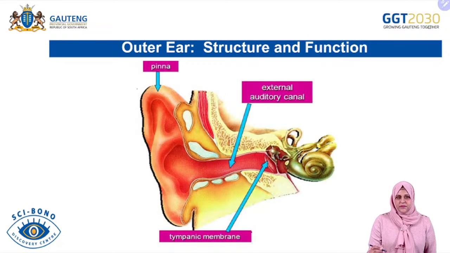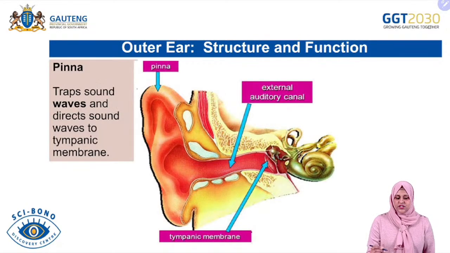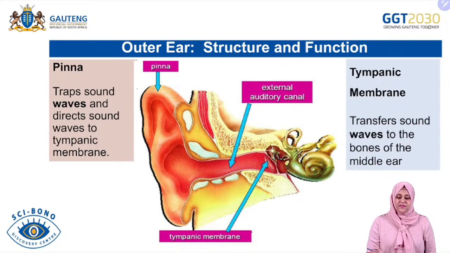Right, the outer ear. We are looking at the outer ear structure and function. The pinna, as I said earlier, is a cartilaginous structure. It traps sound waves and directs them through the auditory canal to the tympanic membrane. The tympanic membrane then transfers these waves to the bones in the middle ear.